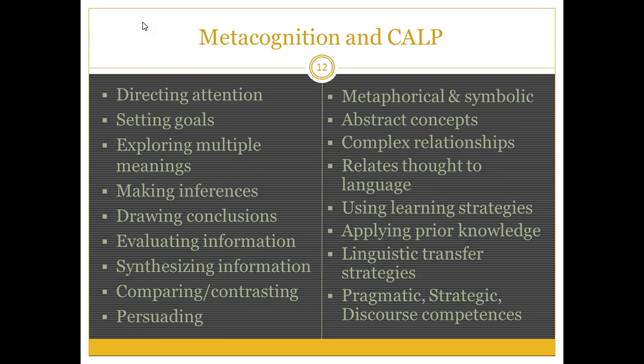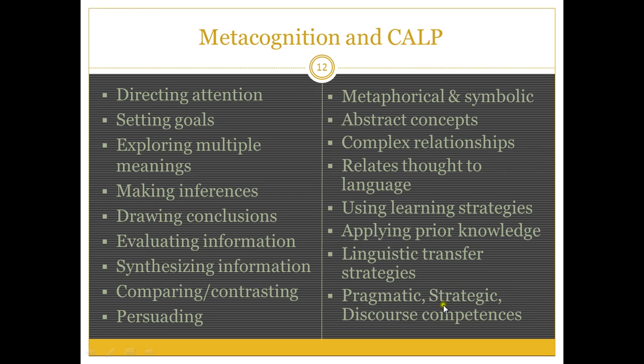And then finally, metacognition includes pragmatic, strategic, and discourse competence. These competencies are part of an overall communicative competence. Pragmatic competence means knowing what to say and when to say it in a socially appropriate way.